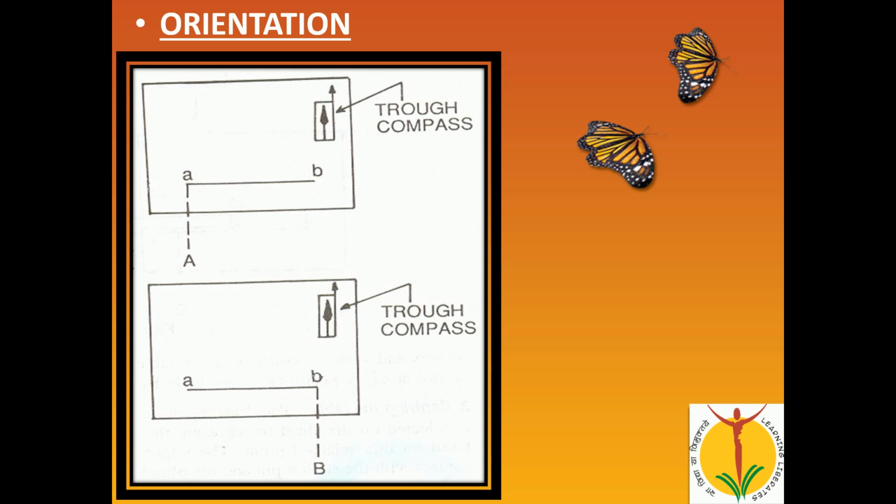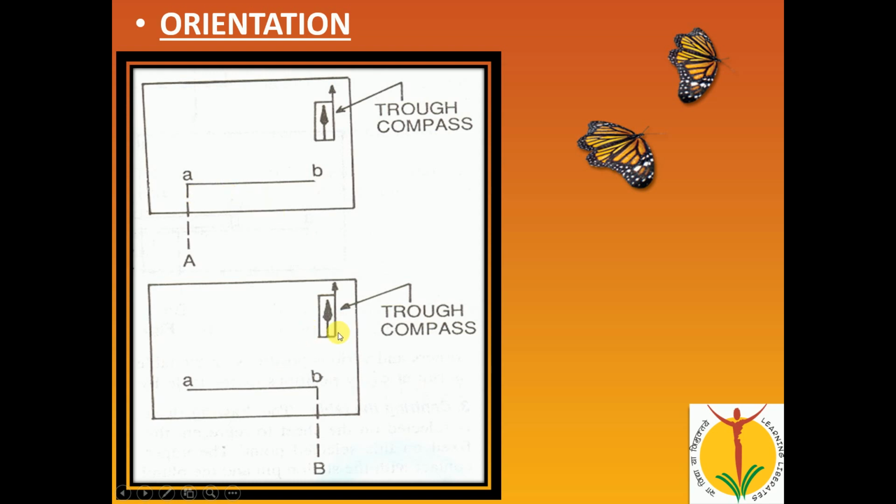The other method is backsighting. Backsighting means from station A to B you bisect the object, and when you place the table exactly at point B, you sight the ranging rod at station A, and that way also you can do orientation. So orientation can be done by using the trough compass, and orientation by backsighting means you have to look at the back. Through that also you can do the orientation.